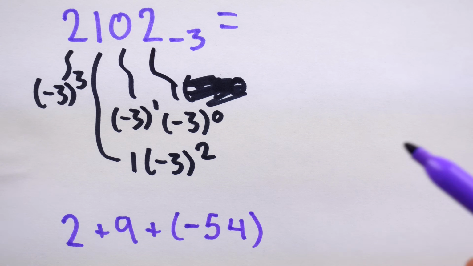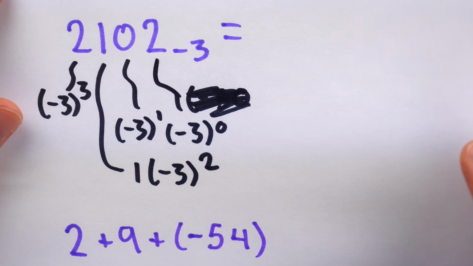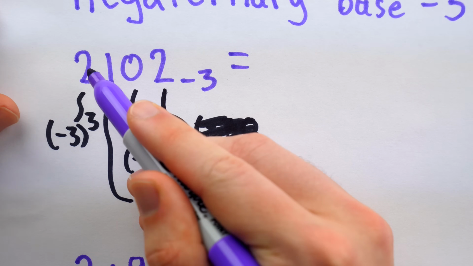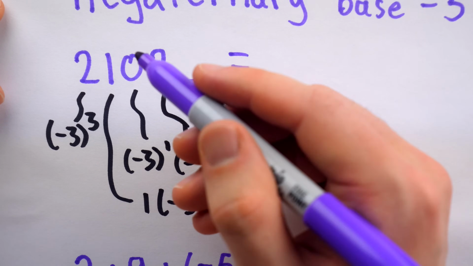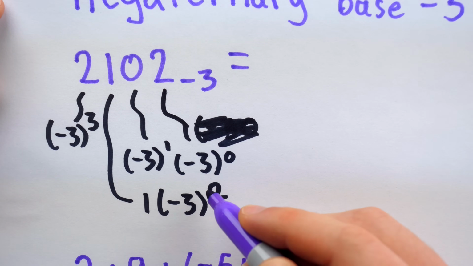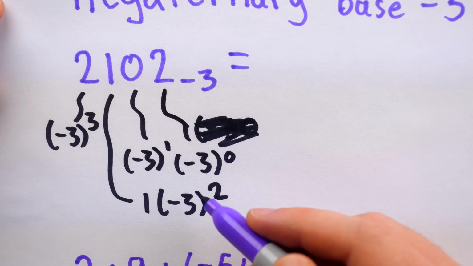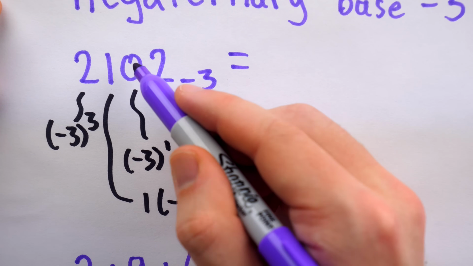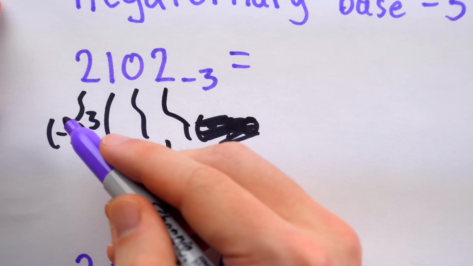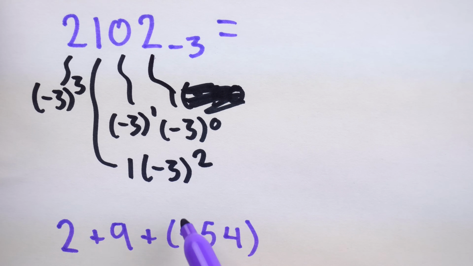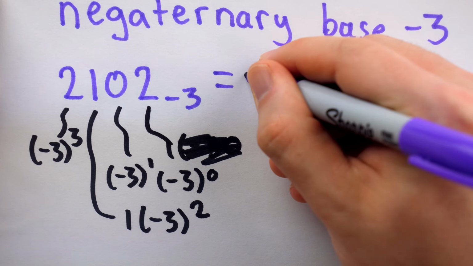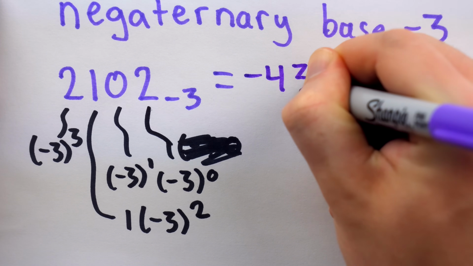See how we're able to get positives and negatives with this system because the digits alternate from representing positives to representing negatives. The even powers, like the power of 0 and the power of 2, are representing positive quantities, while the odd powers, like the power of 1 and the power of 3, are representing negative quantities. Adding these things together, we get a result of negative 43 in base 10.